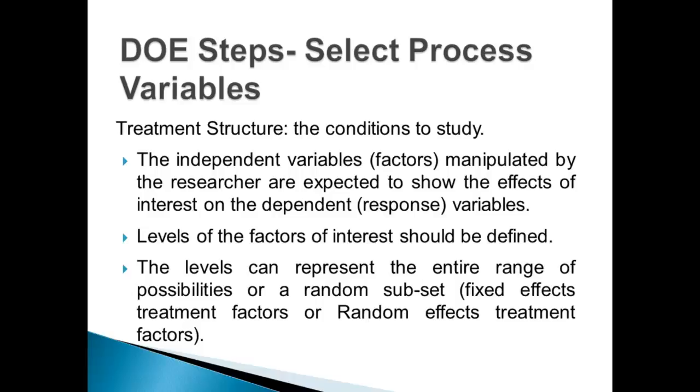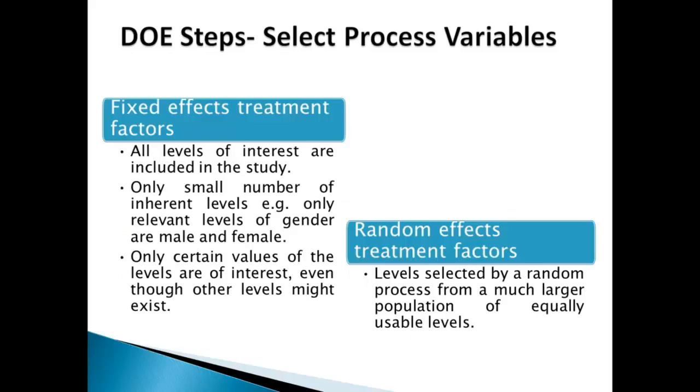The treatment structure: we need to select the independent variables which we need to manipulate, which are expected to show the effects of interest on the dependent variables. So therefore, the levels of these factors of interest should be defined. The levels can represent the entire range of possibility, or a random subset. In that case, we have two types of levels: the fixed effect treatment factors or the random effect treatment factors.